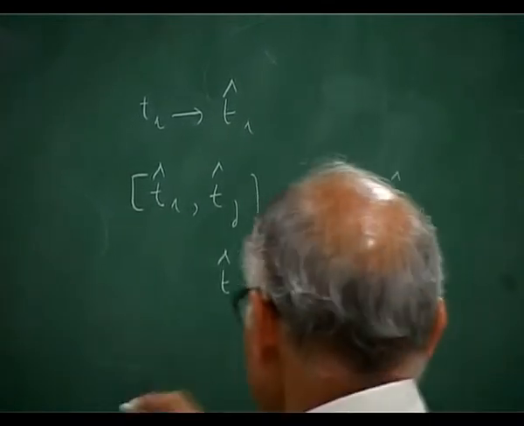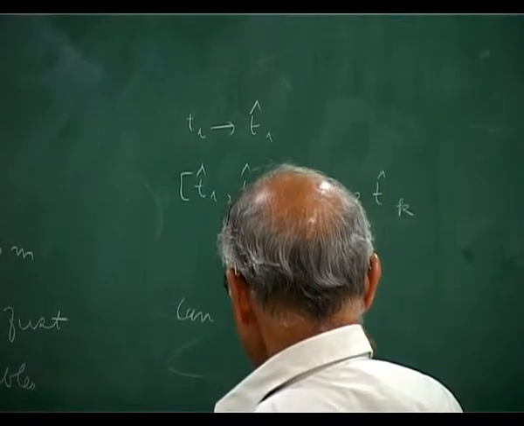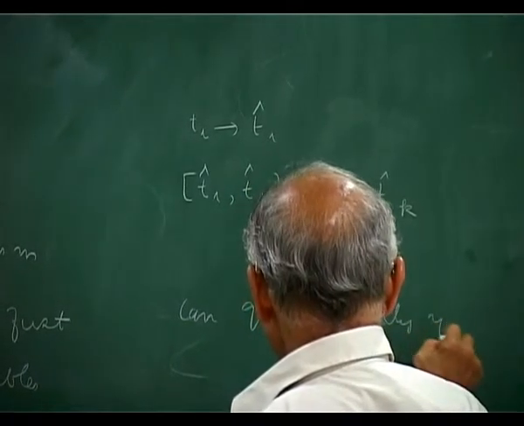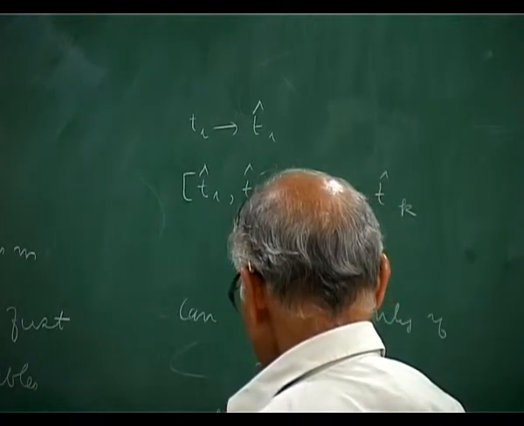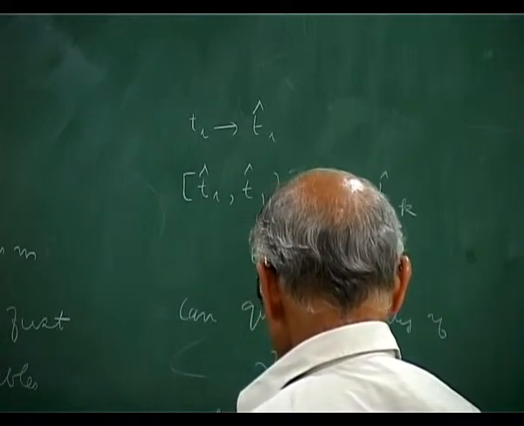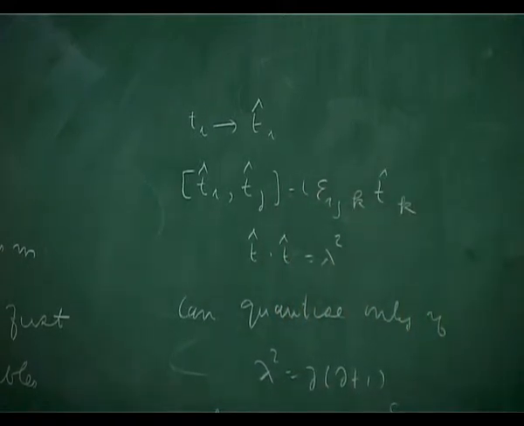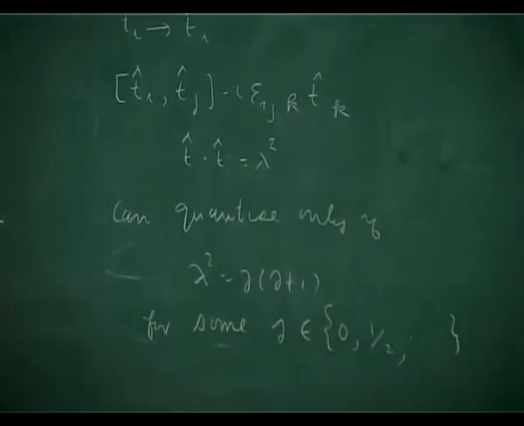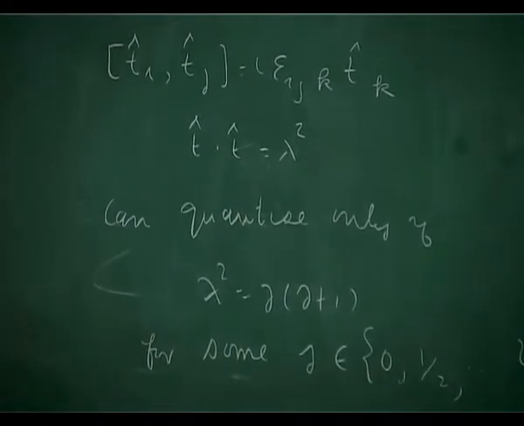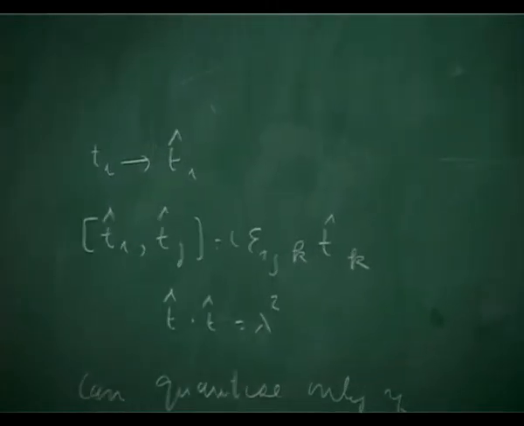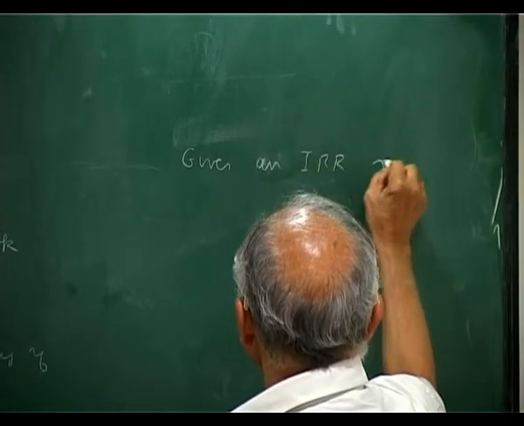So we can quantize only if lambda squared is j into j plus 1, for some j belonging to 0, half, and so on. Then for this choice of j, you get a particular quantum system with fixed angular momentum j. It gives states forming an irreducible representation of spin j of SU(2).